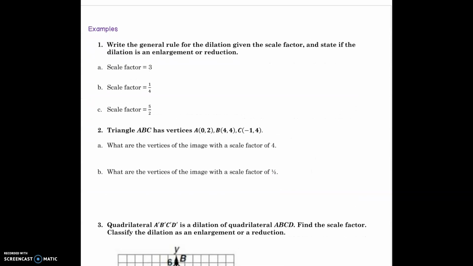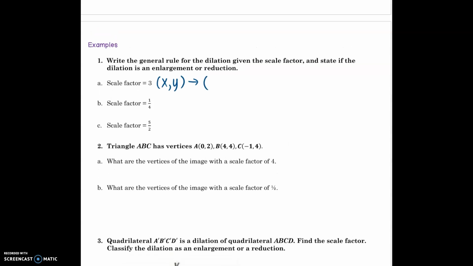Example 1: write the general rule for the dilation given the scale factor, and then state if the dilation is an enlargement or a reduction. So for A, we have a scale factor of 3. We always start our rule with (x, y) arrow, and we're just going to replace k with 3 because 3 is our scale factor. So we have (3x, 3y). Because our scale factor is greater than 1, we will have an enlargement here.